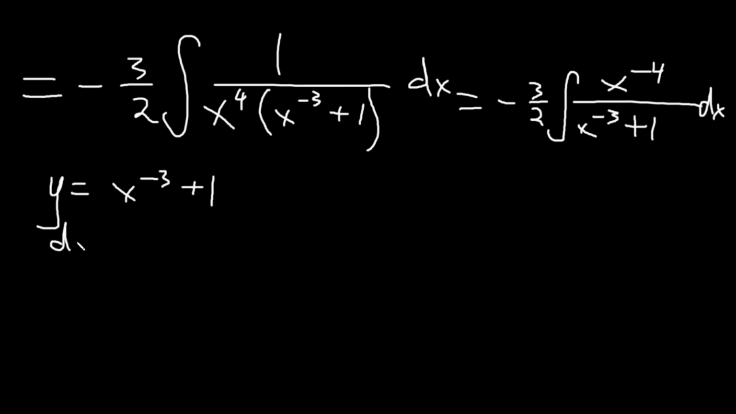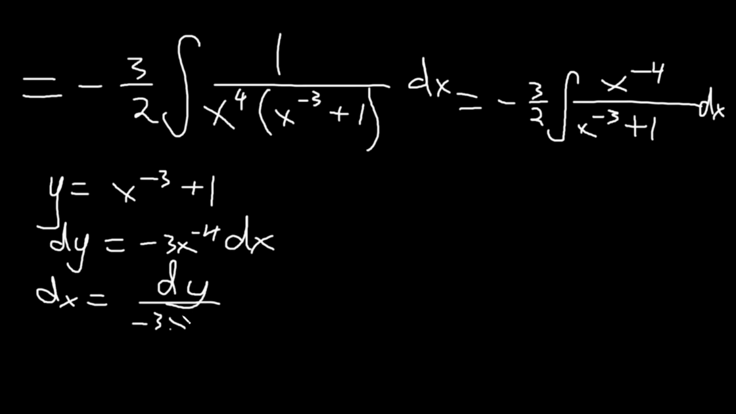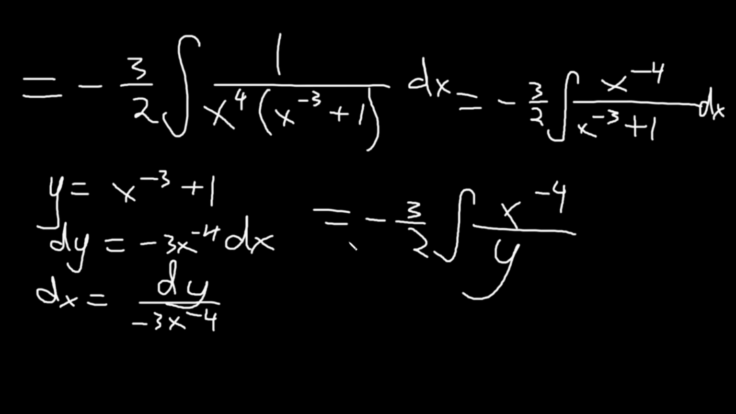Then we see that dy equals negative 3x to the negative 4 dx. And we see that this is very nice because it's going to cancel out with our numerator here. So dx equals dy over negative 3 times x to the negative 4th power. So we have negative 3/2 times the integral of x to the negative 4th power over y times dy over negative 3 times x to the negative 4th power.